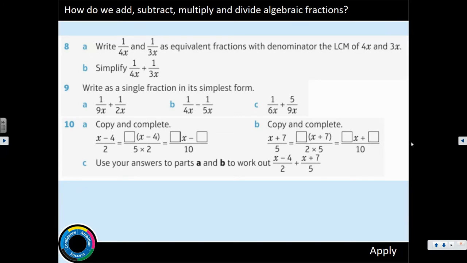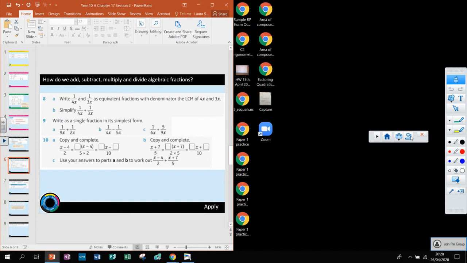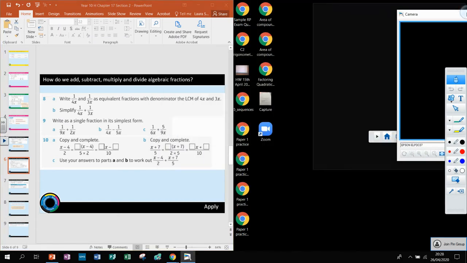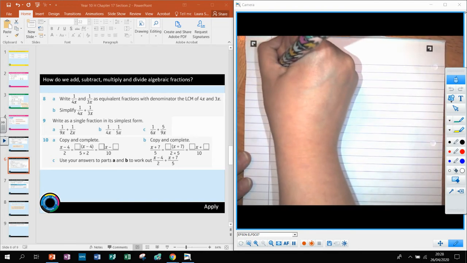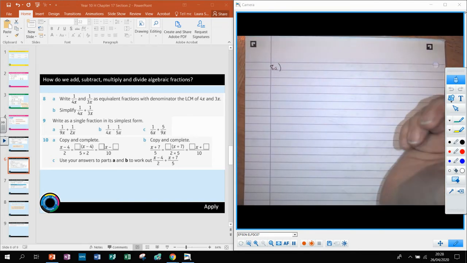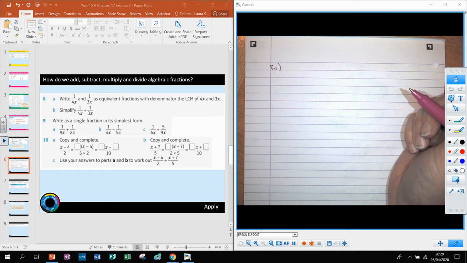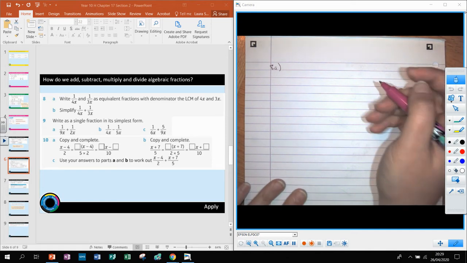Okay, guys, welcome back. Let's take a look to see how you did and see if we can help you out at all. Okay, right, so for question 8a, they want us to write 1 over 4x and 1 over 3x as equivalent fractions with the denominator, the LCM of 4x and 3x. In other words, a little bit of a complicated way of saying, can you turn them into a fraction with the same denominator? And then add them together in part B.